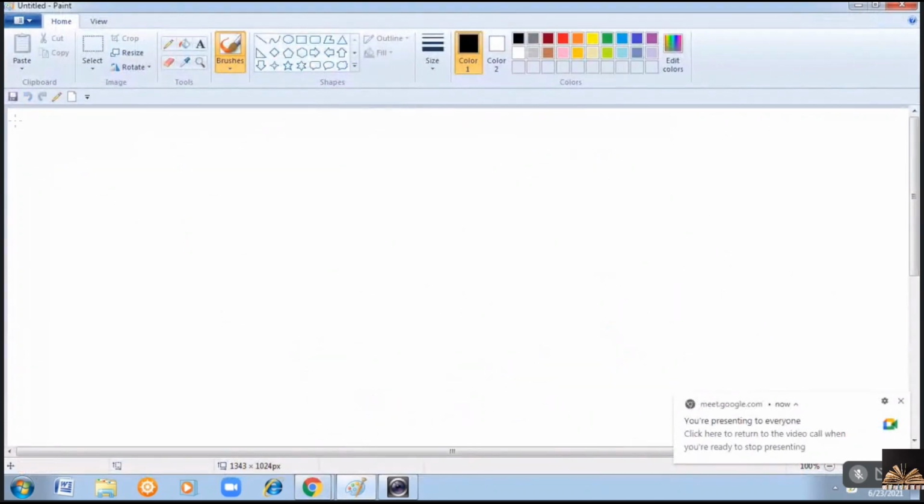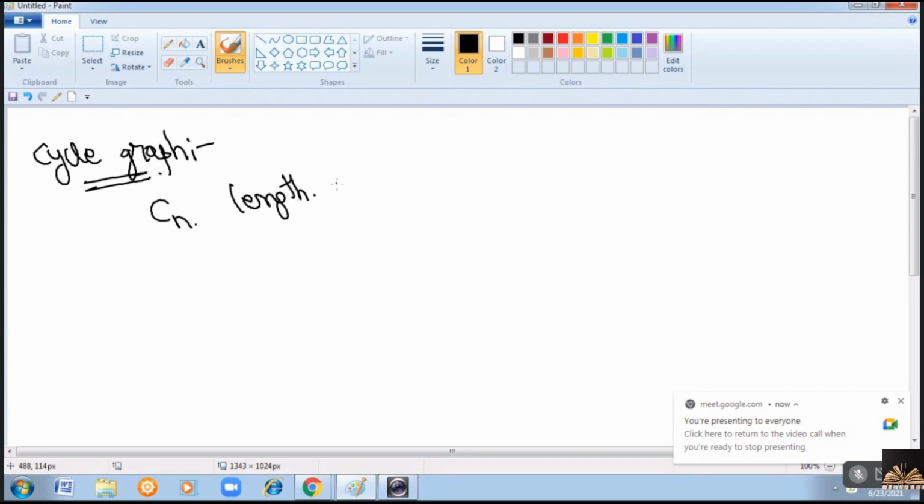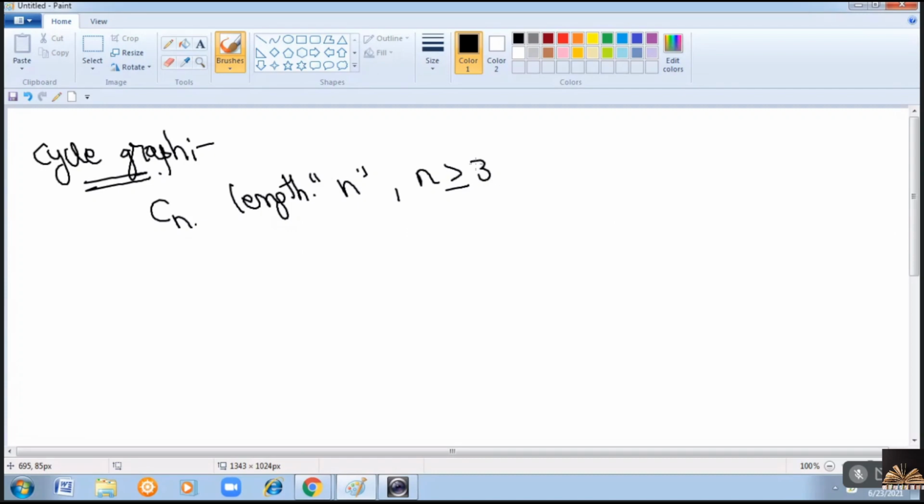Next category is cycle graph. The cycle graph Cn means the length is n. A cycle graph Cn of length n, and here n should be greater than or equal to 3. That means for a cycle graph, the minimum number of vertices should be 3. So there should exist a minimum of 3 vertices in a cycle graph, and the length of that cycle graph should be equal to n, where n is the number of vertices, right?